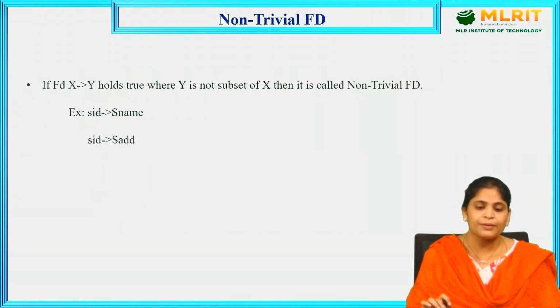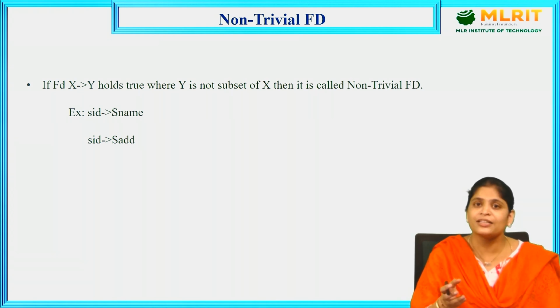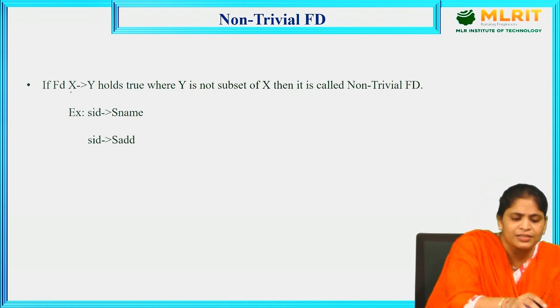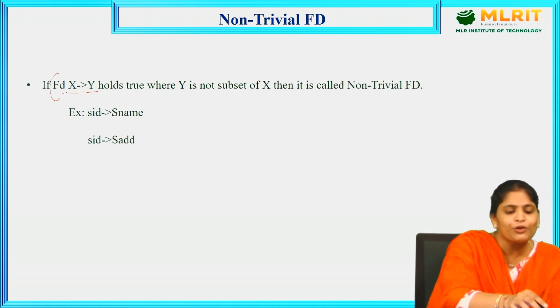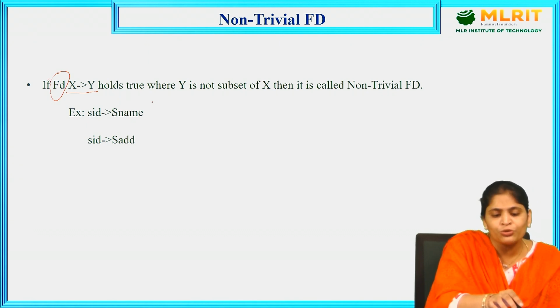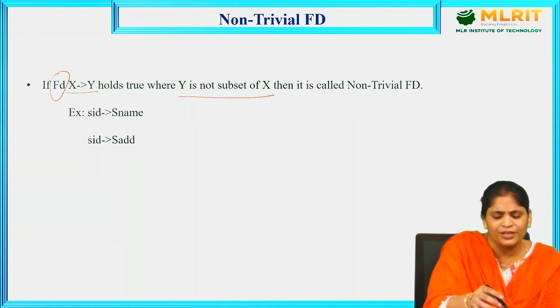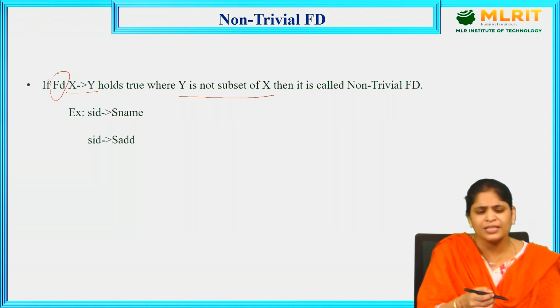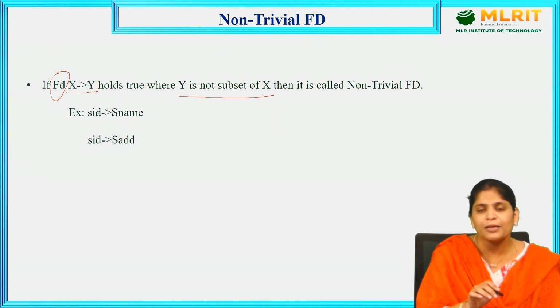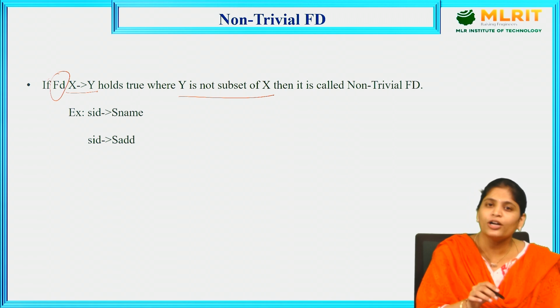Let us discuss non-trivial FD. What is non-trivial FD? Just the opposite of trivial. That means the right hand side must not be a subset of the left hand part. For example, let us consider this FD. FD means functional dependency. So X derives Y holds true where Y is not a subset of X. In the previous case, Y must be a subset of X, but here Y must not be a subset of X. That is a non-trivial functional dependency.